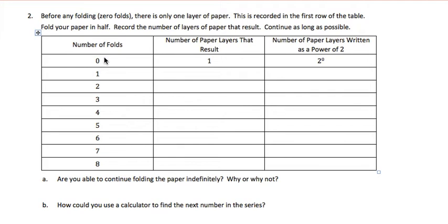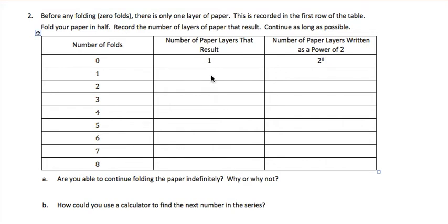So when we start with 0 folds, we have one layer of paper. This is really extremely important. With 0 folds, we do not have 0 paper layers because we would not have any paper if that were the case. So we have one layer of paper because we have one sheet of paper. The paper layers written as a power of 2 are 2 to the 0 power because we haven't folded it yet. But 2 to the 0 power is 1 because we have one paper to start with.